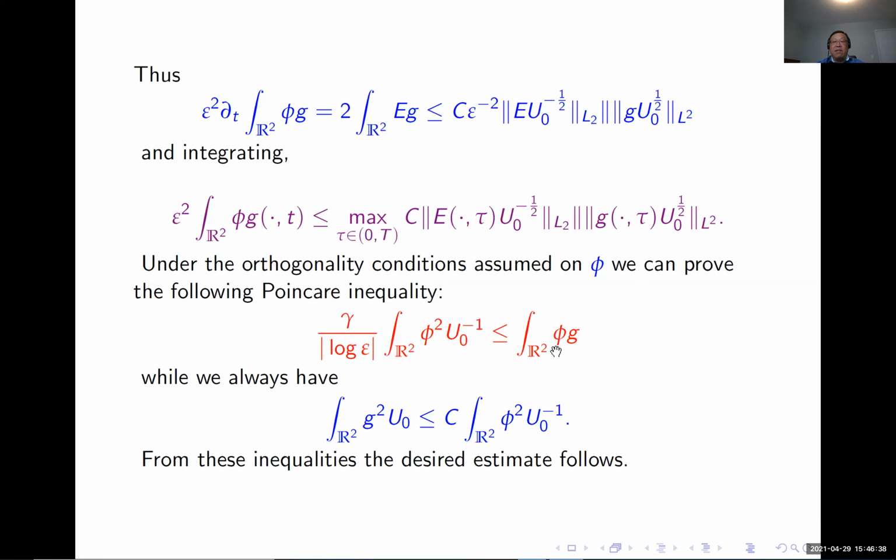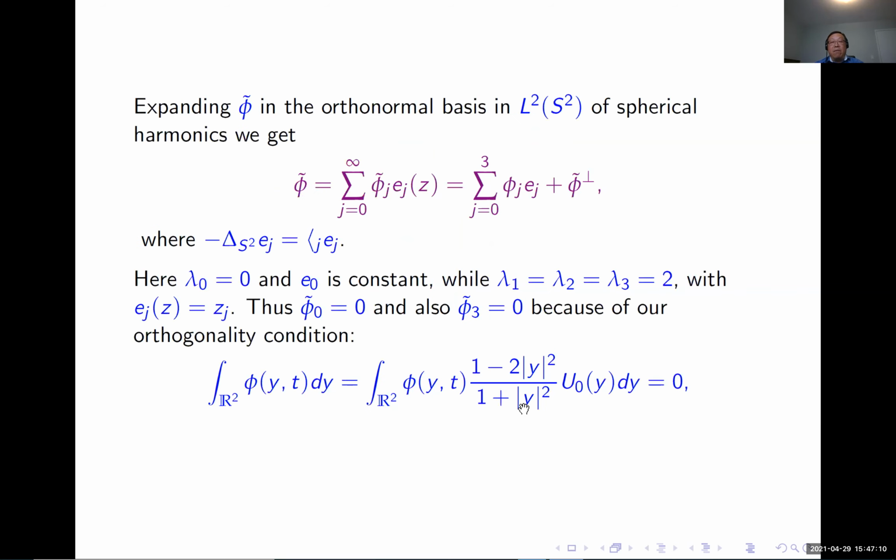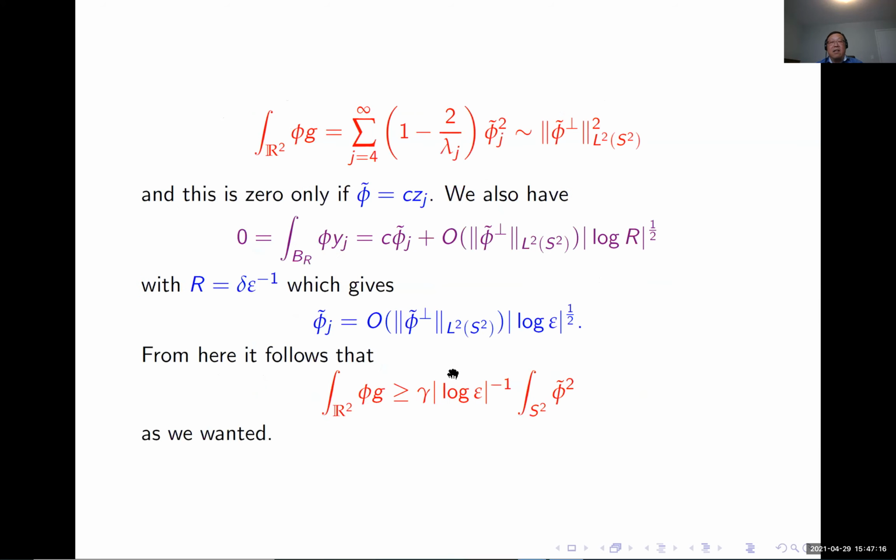To estimate Φ times g, we have to do a stereographic projection to S2. So we need some Poincaré inequality, some energy inequality. We get this inequality by stereographic projection to S2. Now you reduce all these integrals to S2, and this integral just becomes some expansion of the eigenfunctions on S2. And using the orthogonality condition, you get the L2 estimate.